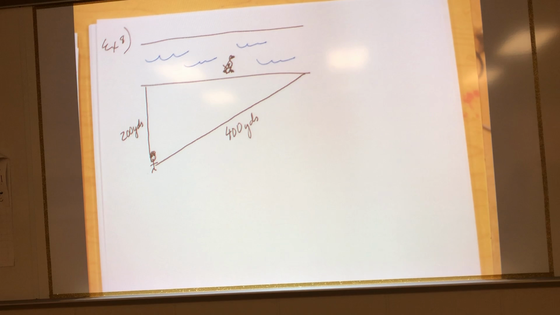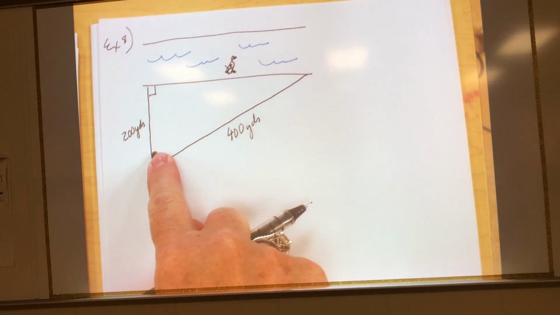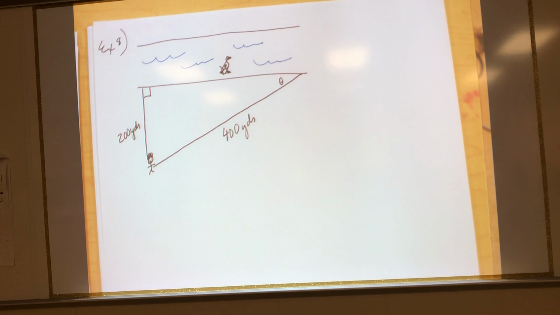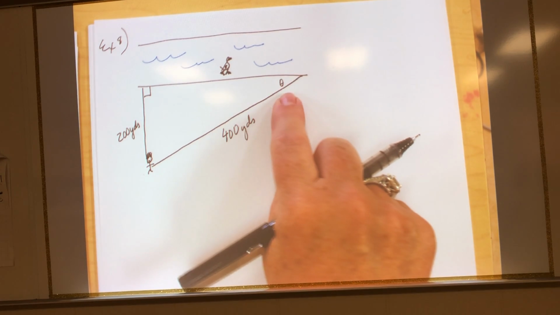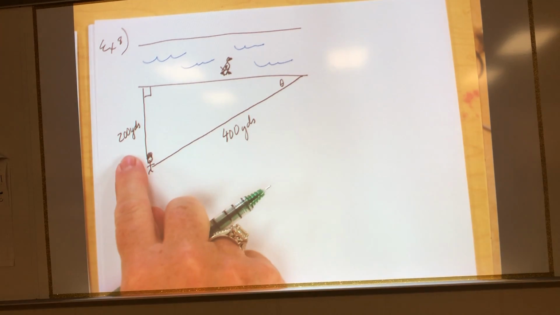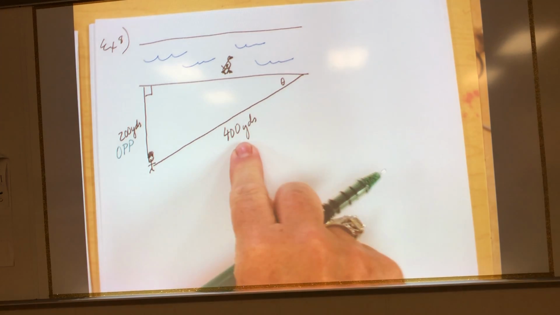Find the acute angle theta. I want you to put theta where it belongs. Find the acute angle theta between this path and the river's edge. Does everybody know where theta is? Is it here? No, it's right here. Okay, so they want me to find this angle. So with respect to this angle, I'm gonna label my sides. With respect to this angle, this side would be called what? Opposite. And this side would be called? Adjacent.